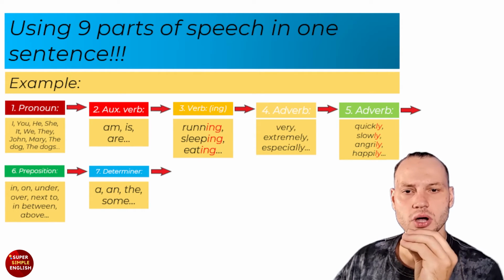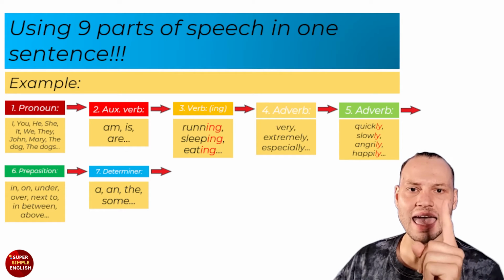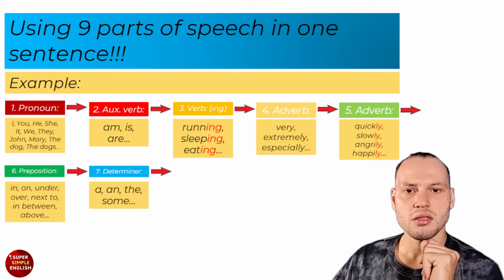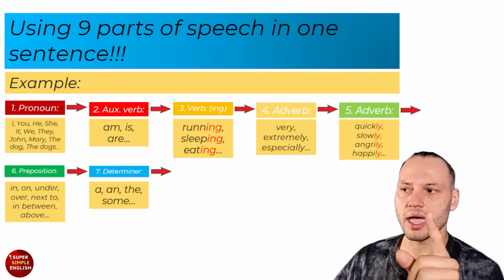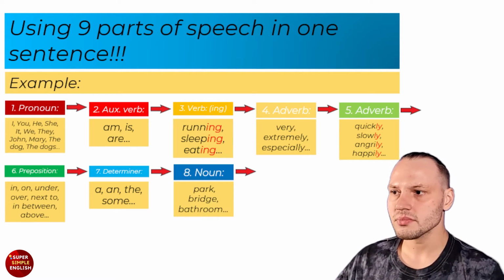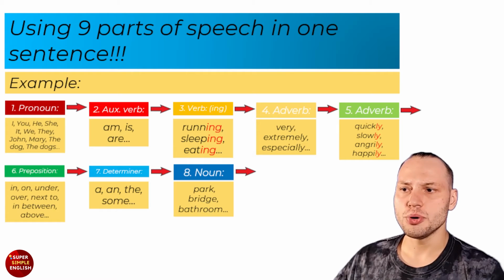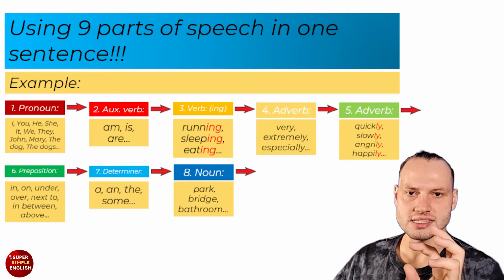A is for a consonant, an is for a vowel. An, A-E-I-O-U. The is for something specific. The sun, the boy. Some is for many. Some books, some apples. After that, you put a noun, something you can see and touch. Okay? Noun, park, bathroom. Right, so this is the first clause in the sentence.